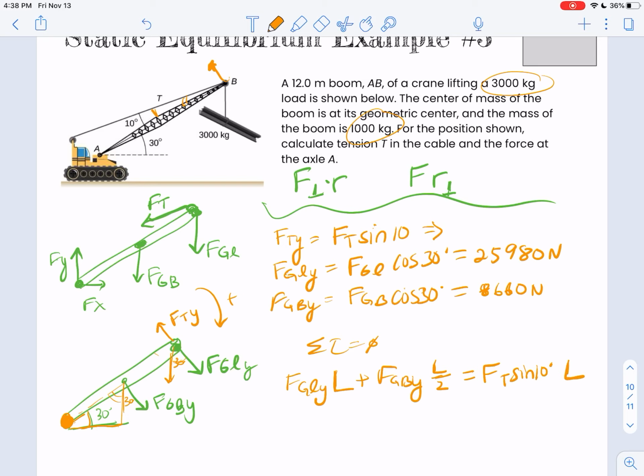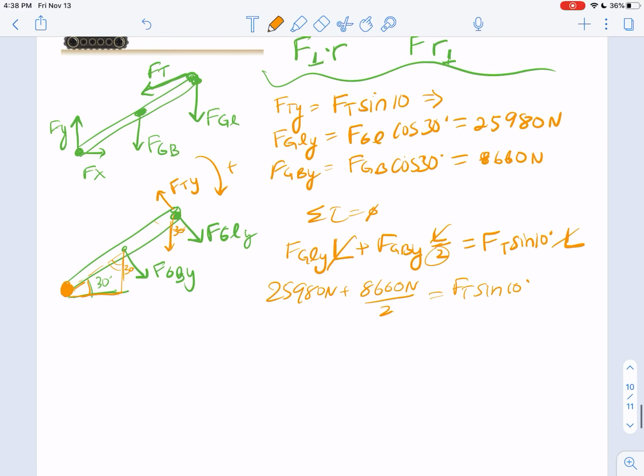All right. So if you notice, the length cancels out. That happens a lot. This one, they happen to give it to you, but I know in one of the web assigns, they don't give it, right? So you probably want to think about that. Okay, so that's pulling positive, positive, negative. I'm just going to cancel out all these L's. So my FG load Y was 25,980 plus 8660 over 2 is going to equal my FT sine 10.